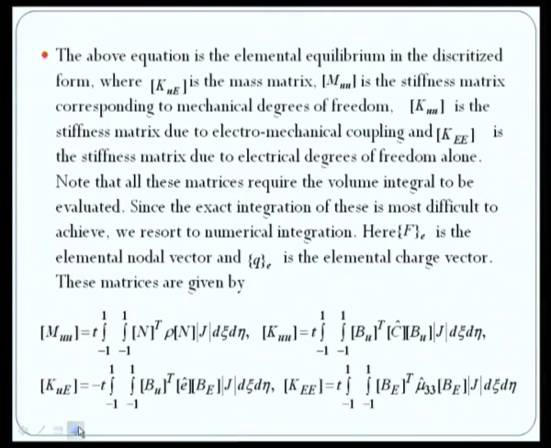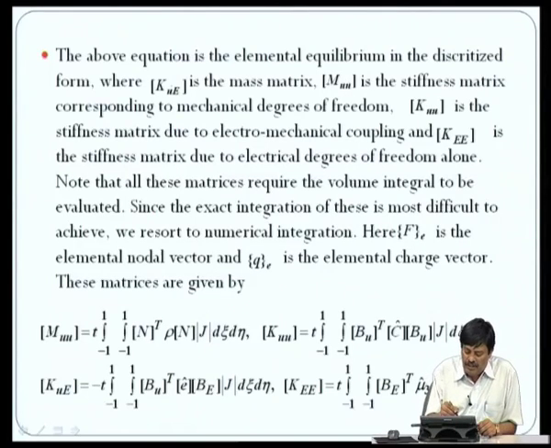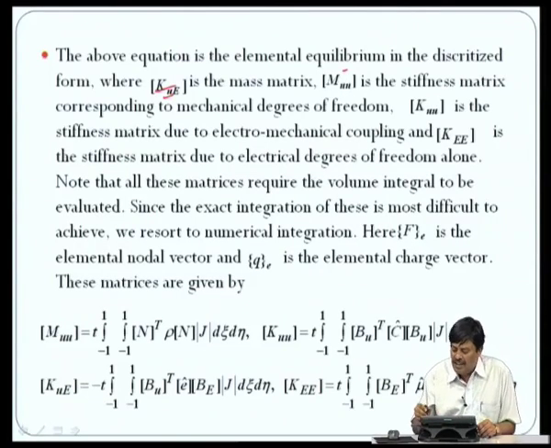So, the above equation is the elemental equilibrium equation, as I said, where the MUU, I am sorry, MUU is the mass matrix and the KUU corresponds to mechanical degrees of freedom. KUU is the stiffness matrix, KUE is the stiffness matrix due to coupling. I have explained all these things previously, and each one of them can be explicitly written now in the isoparametric form. These are all in terms of dA over the volume, which is dV.